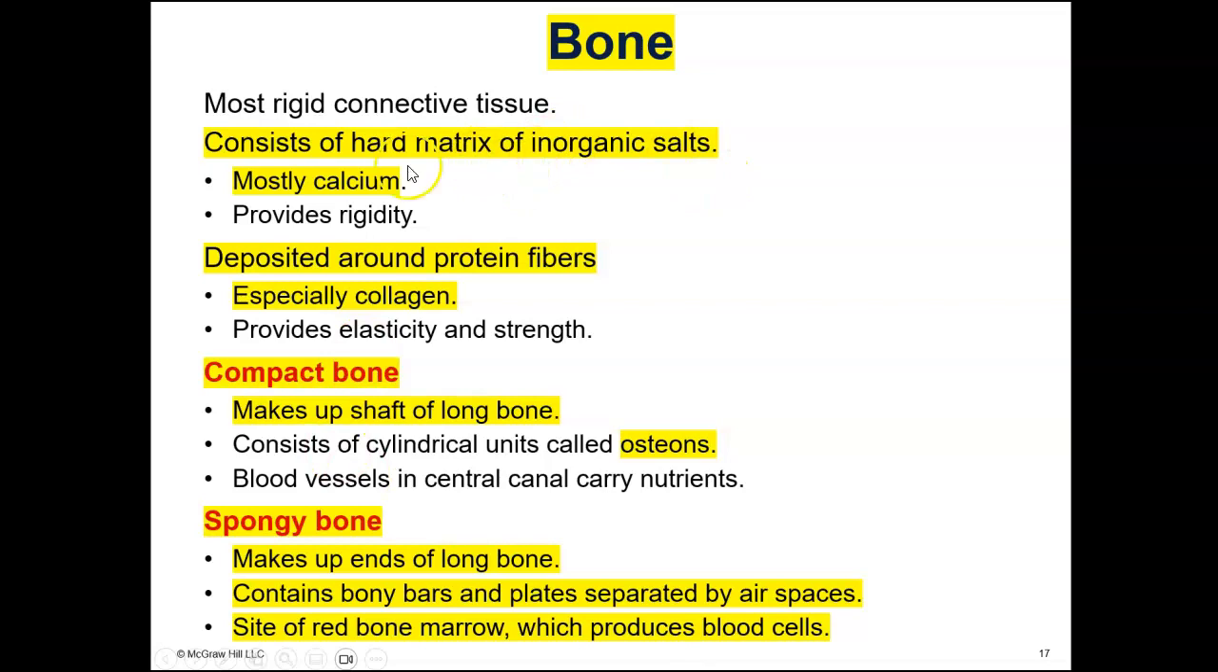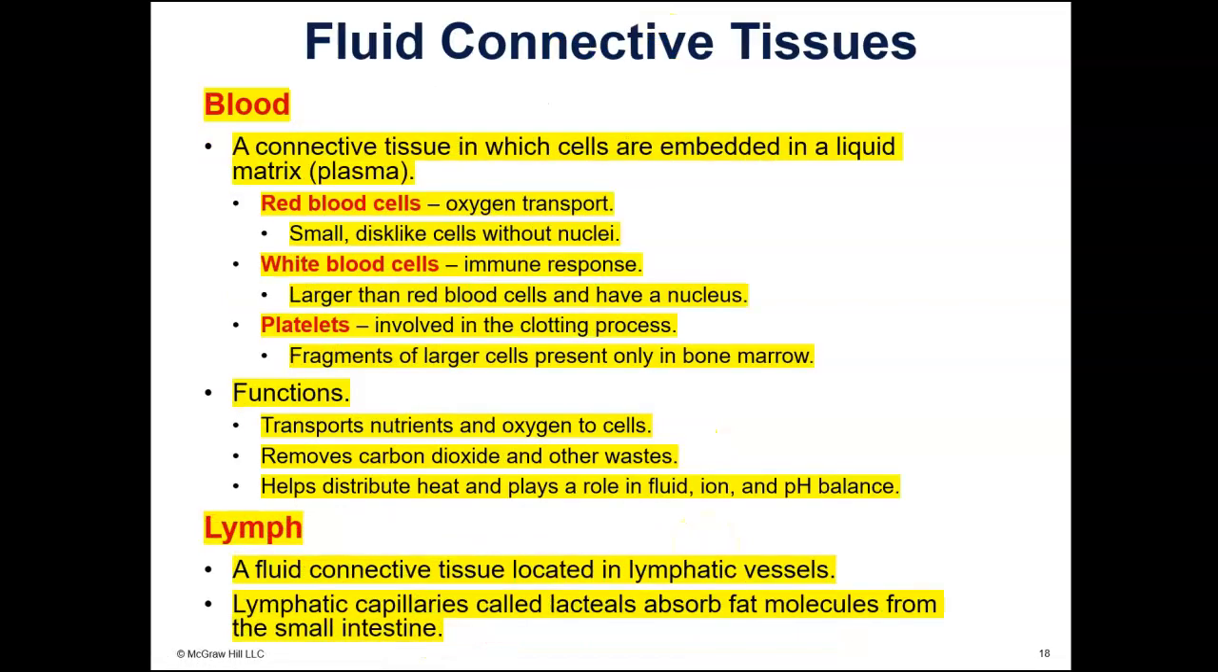Bone, the matrix of bone, like I said, is mostly calcium salt deposited around collagen fibers. And then there's two types of bone. There's compact and spongy. The compact bone is found in the shaft of a long bone, like your arm and leg bones, and it's made of these units of bone tissue called osteons. Spongy bone is found in the ends of long bone, and then all your other bones, like your skull bones, will contain spongy bone. And in the air spaces of spongy bone, instead of air, there's red bone marrow, and red bone marrow produces our blood cells. So that's found in the spongy bone.